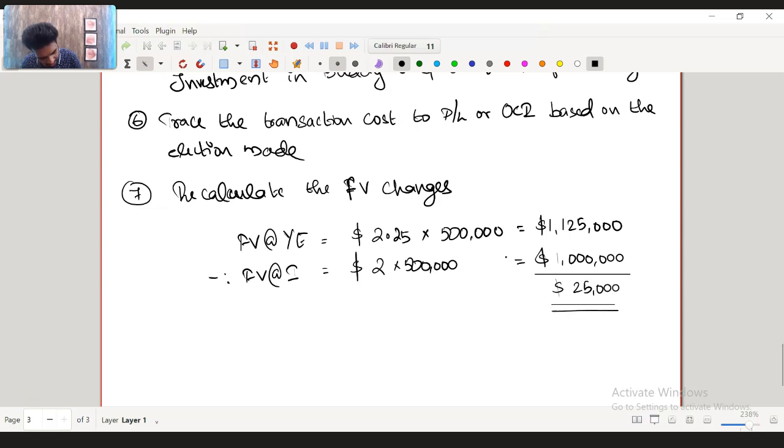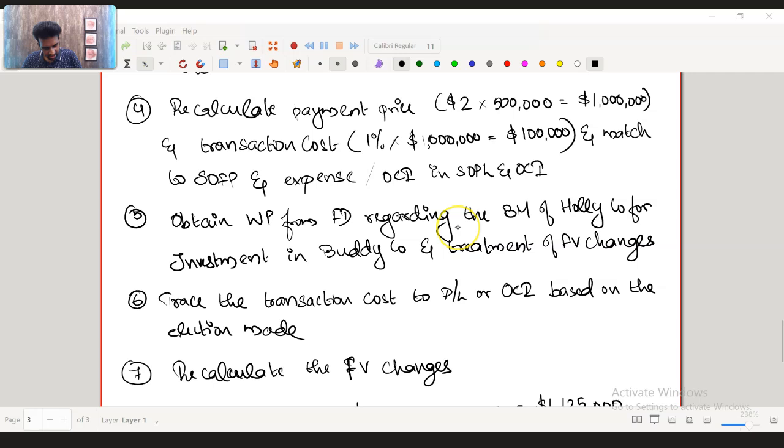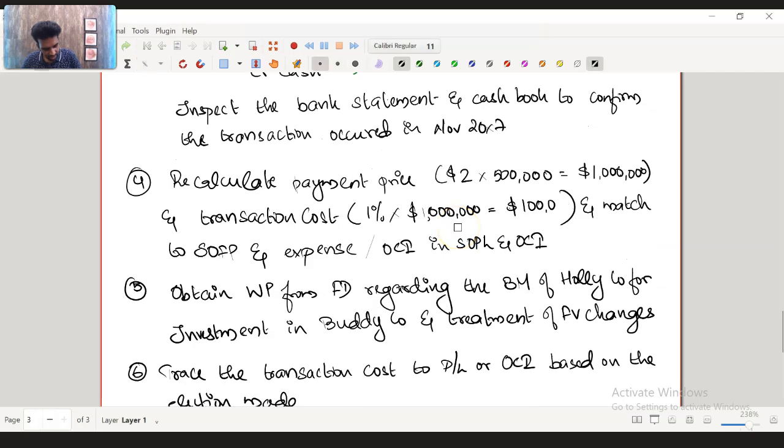Now if the company is making an irrevocable election to OCI, then in this particular amount we can include the transaction cost as well. I'm sorry. So it will become 1 million and 100,000. So 1.1 million it will become. So the transaction cost can also be included. The transaction cost, I think I incorrectly mentioned as 100,000, but that is 10,000. So transaction cost is 1%. So that will be 10,000 instead of 100,000.